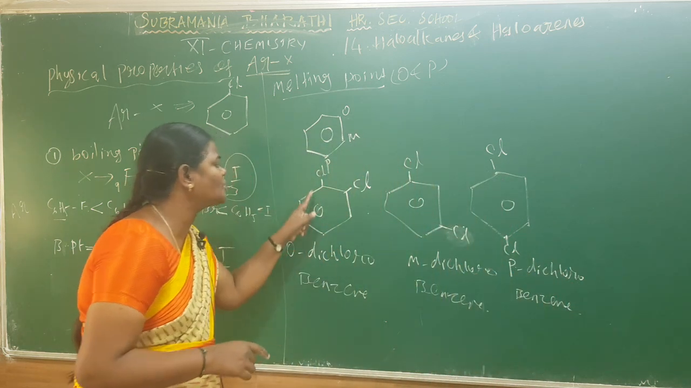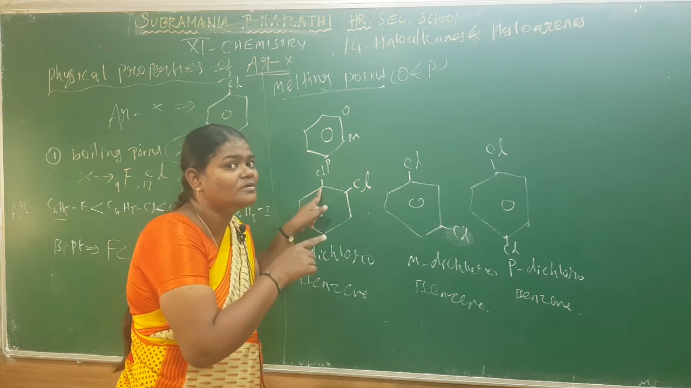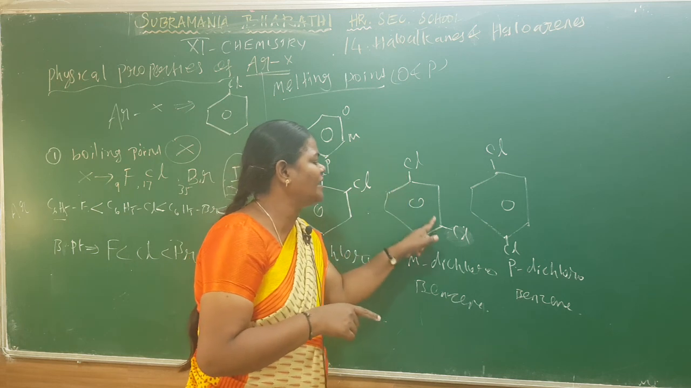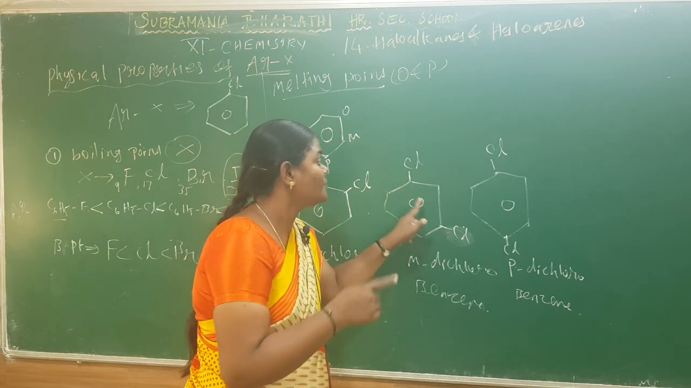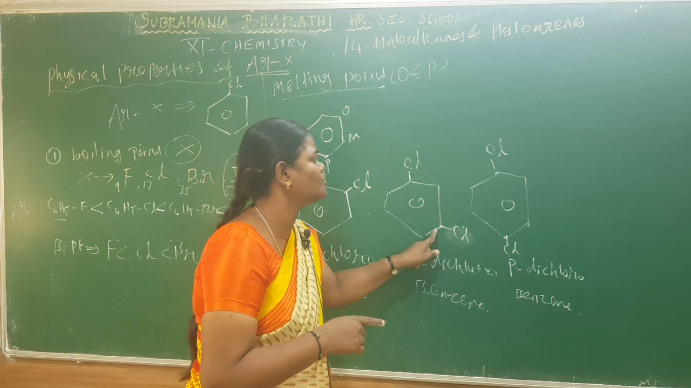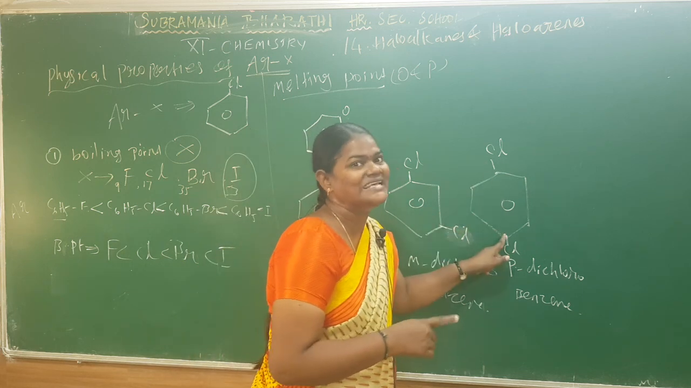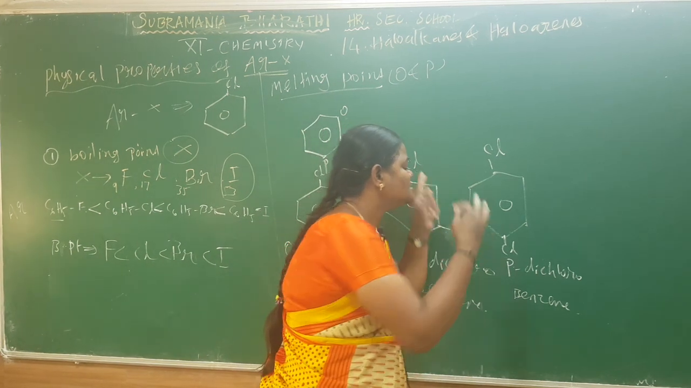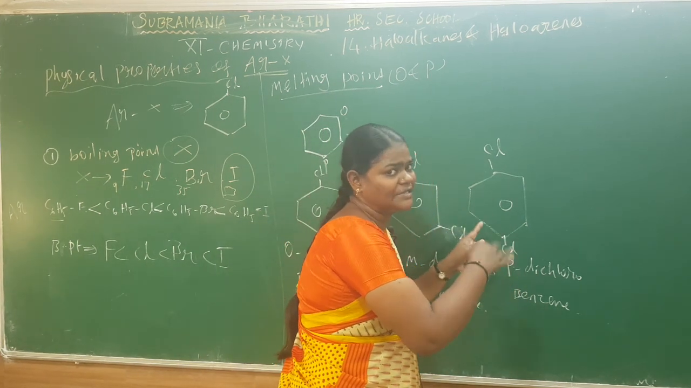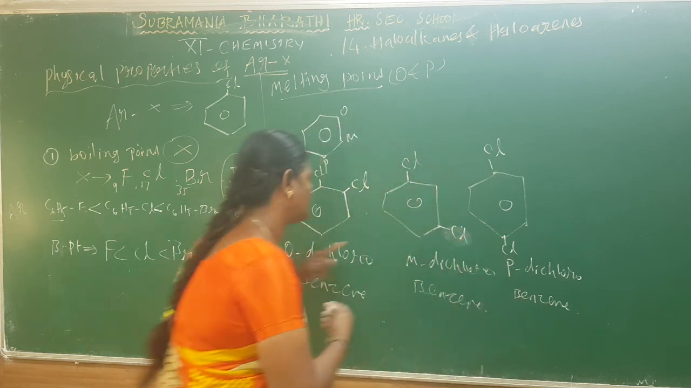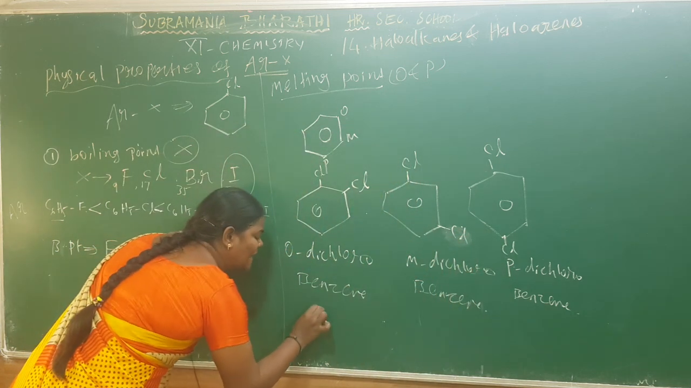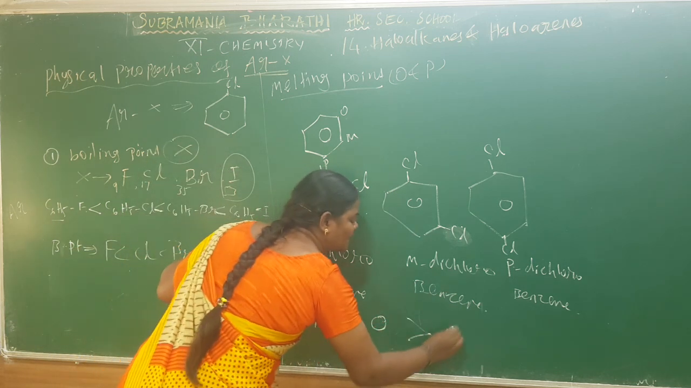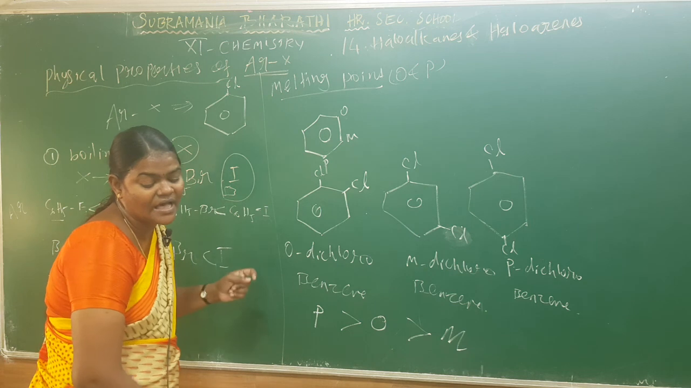Let us see. The ortho position is adjacent to the main substituent, both groups are adjacent. In the para position the angle is approximately 180 degrees, while the meta is nearer to approximately 120 degrees. So this is 180 degrees, a symmetric, planar form. This is more stable and should have a high melting point. So the para position has a higher melting point compared to the ortho and meta positions.